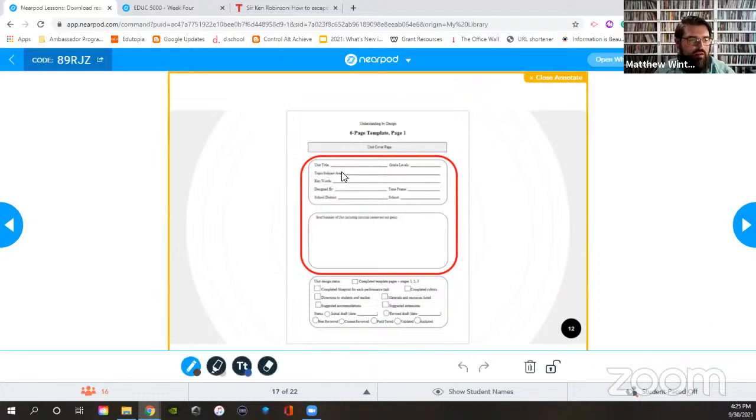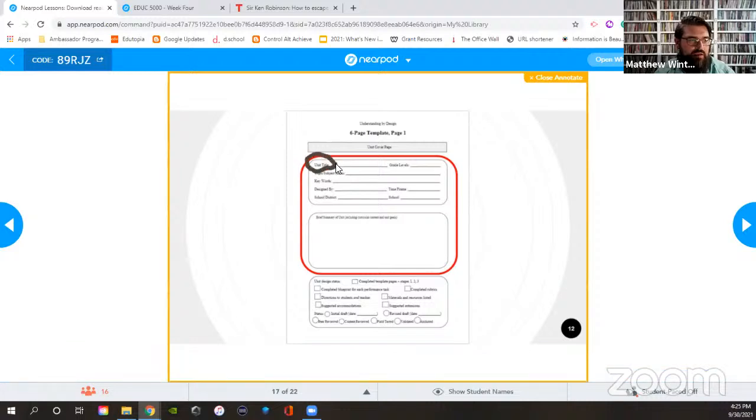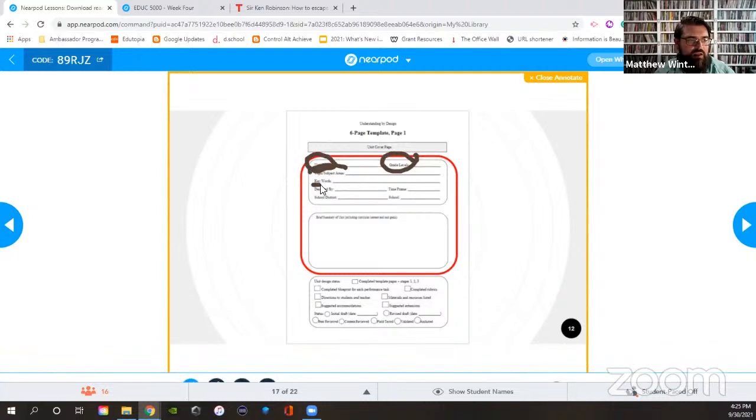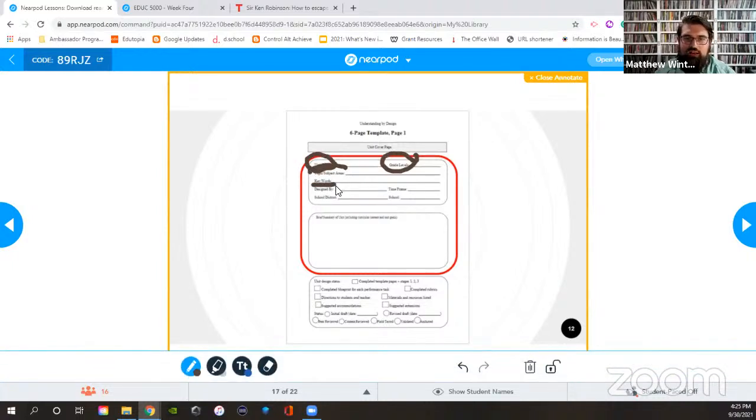So you're going to first have a unit title. You need to have your grade levels, your subject areas. You're going to have some keywords, so these are the things that are associated with your unit, maybe some of the bigger ideas. Like for instance, if I was doing a unit on James Joyce, I might do Irish author, novel, unit plan, something like that. Then the design by, the time frame that you're going to teach it, your school district, and your school. So basic biographic information, which is great.